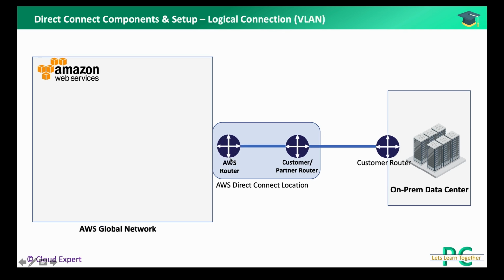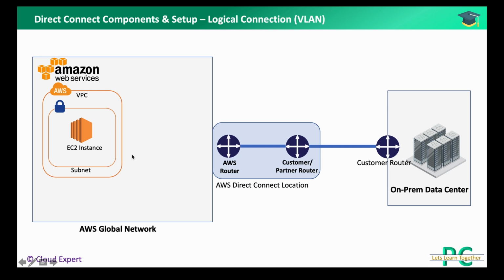So this was the physical connection part. Now we'll see the logical connection part, or VLAN. Now let's assume this is the AWS global network. With AWS Direct Connect, you will be able to connect to any AWS region except China. For the sake of this example, let's consider I have selected one region, US East 1 or North Virginia. There I have one AWS VPC. Inside that VPC, I have a subnet and an EC2 instance. For simplicity, I have shown only one subnet.